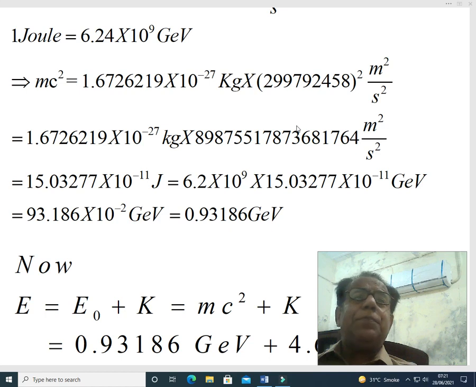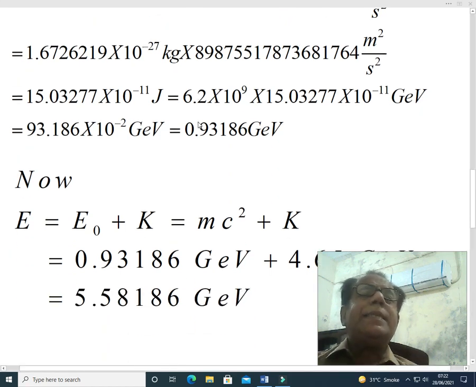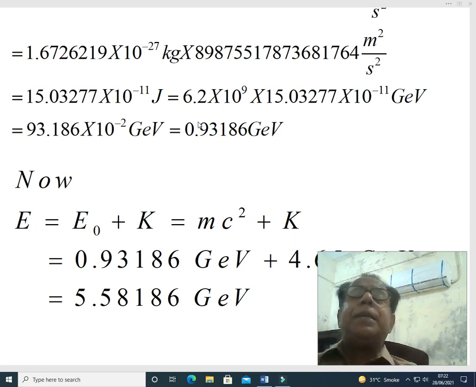In the next step, we have used the value of c square; we have multiplied c with c. So in the next step, after simplification, we have gotten 15.03277 into 10 raised to the power minus 11 joule, because kilogram meter square per second square is equal to Newton meter, and then it becomes equal to joule.